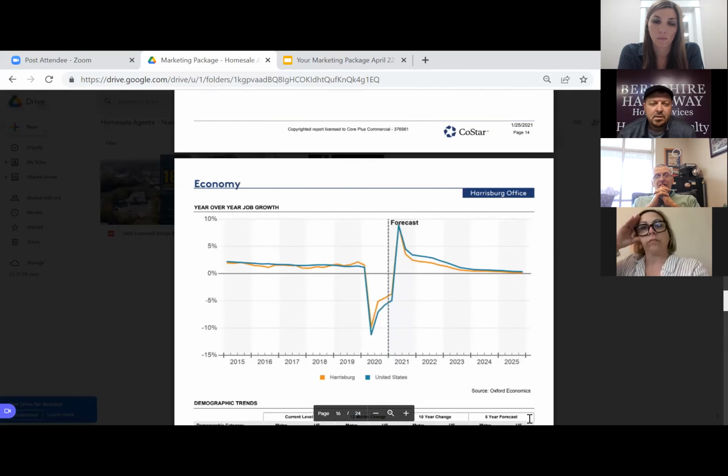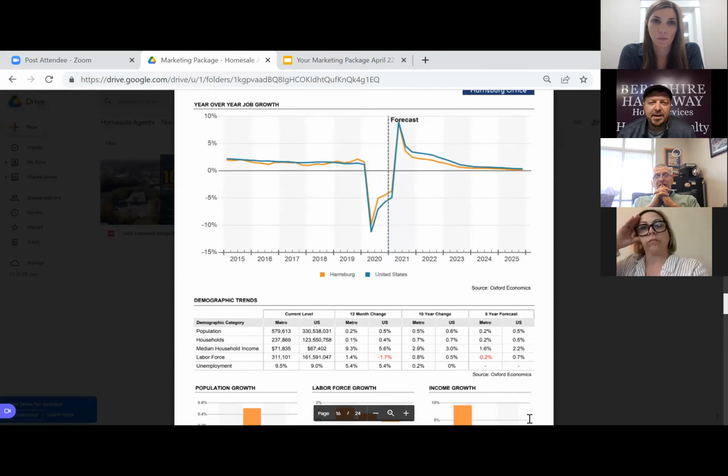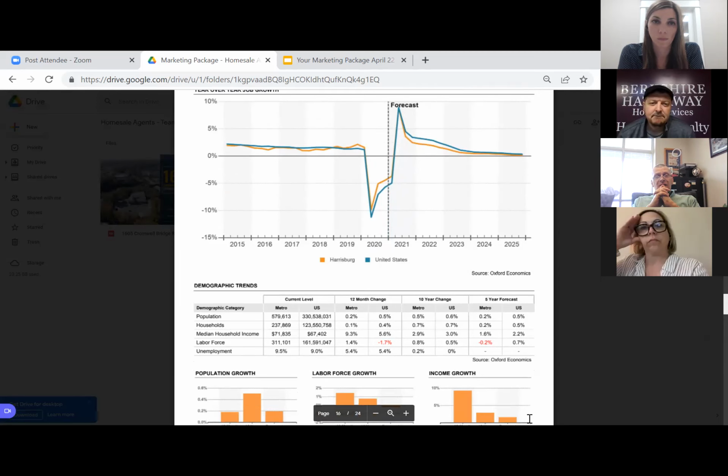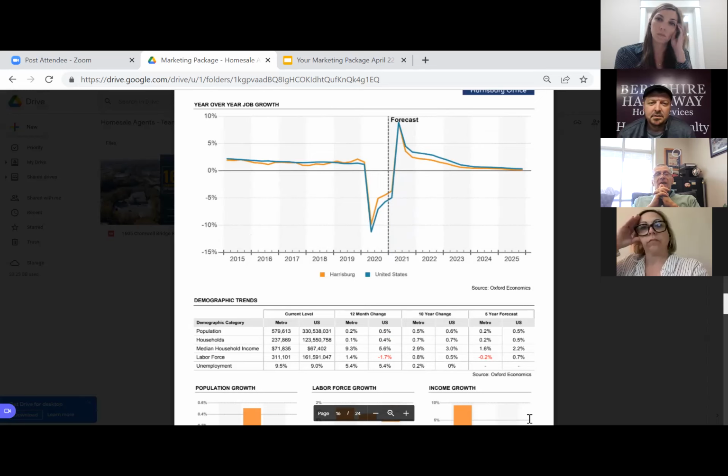Okay. Here's the economy. If you're a graphs person, you'll find this interesting. Look at this. Look at January of 2020. That's when everything shut down.